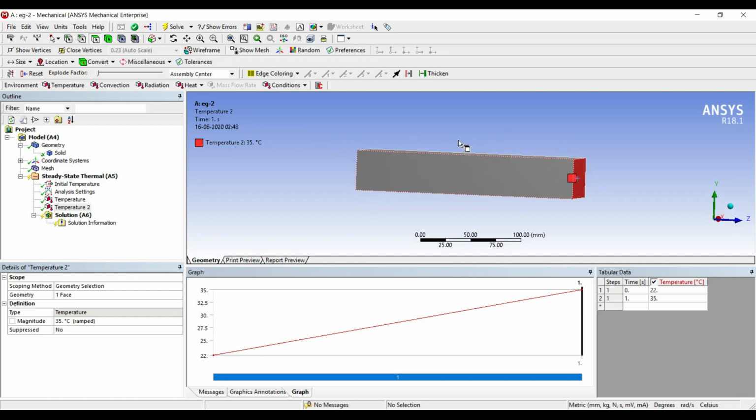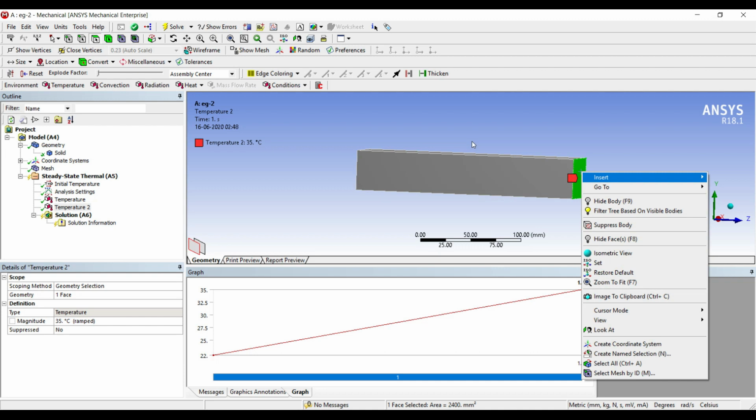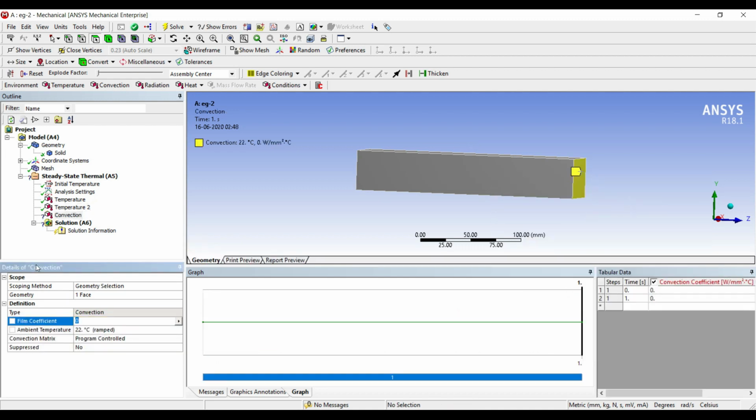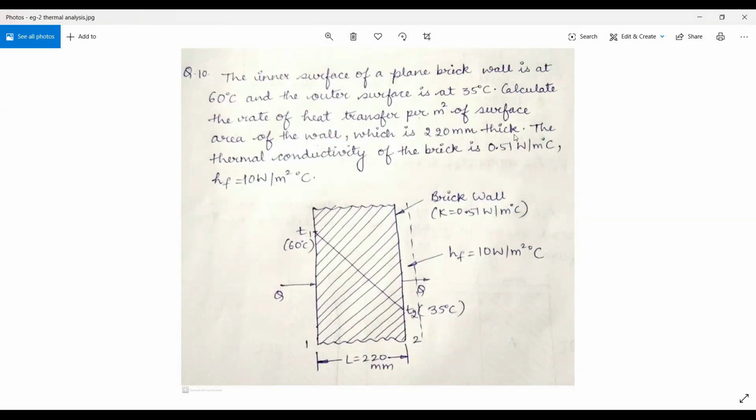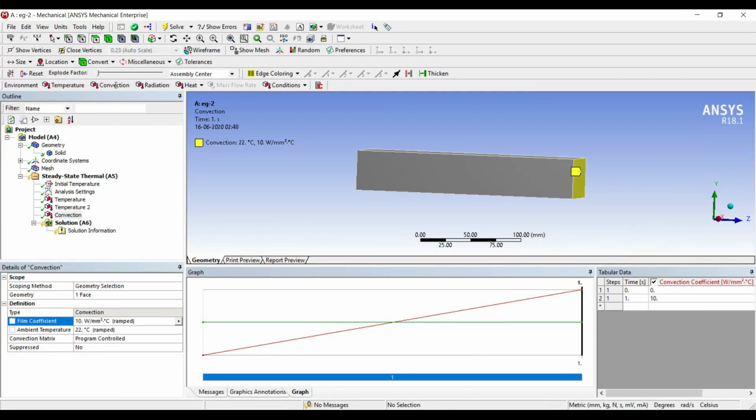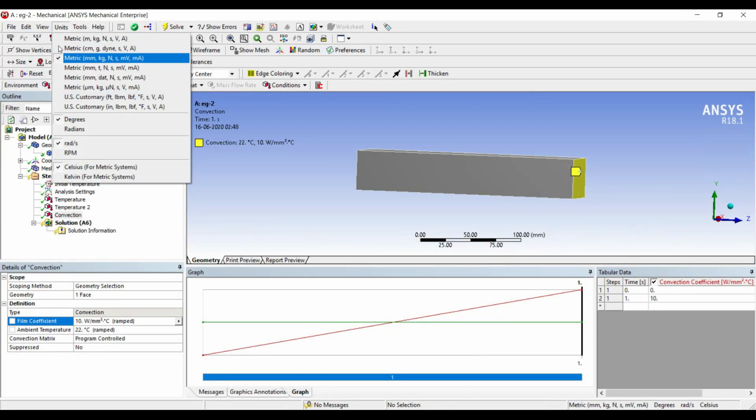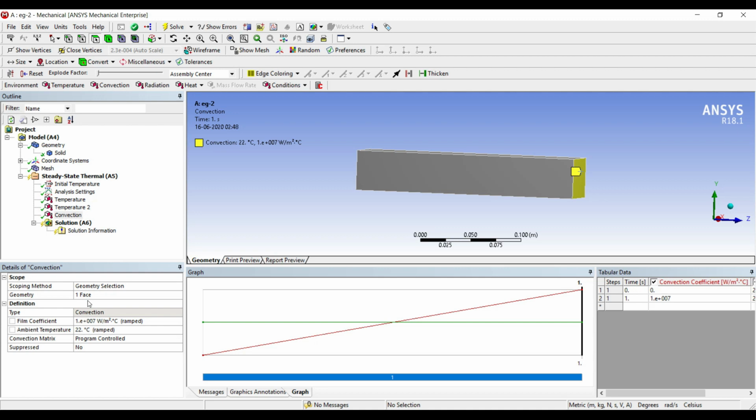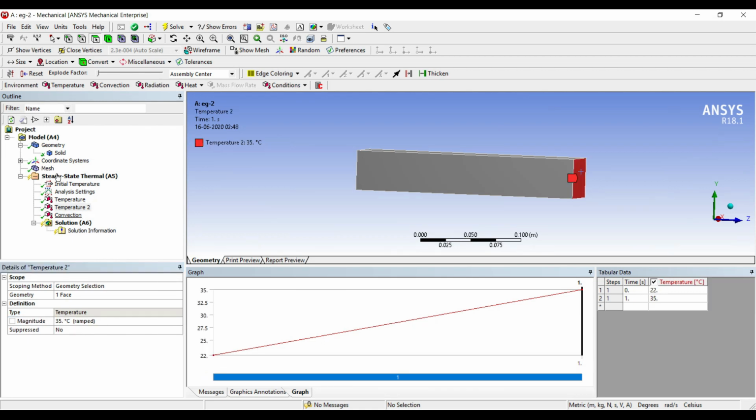On this side there is also convection. You can see it's written film coefficient. It is also called surface conductance. The value is given as 10. Now the unit over here is watt per mm square degree Celsius. If I see here, the unit is watt per meter square degree Celsius, which means I need to change the unit. So I'll change it to meter and this value is 10 watt per meter square degree Celsius. So these are the boundary conditions given.